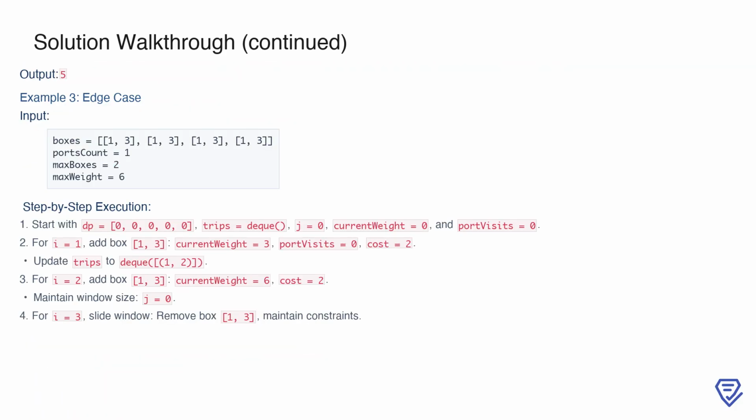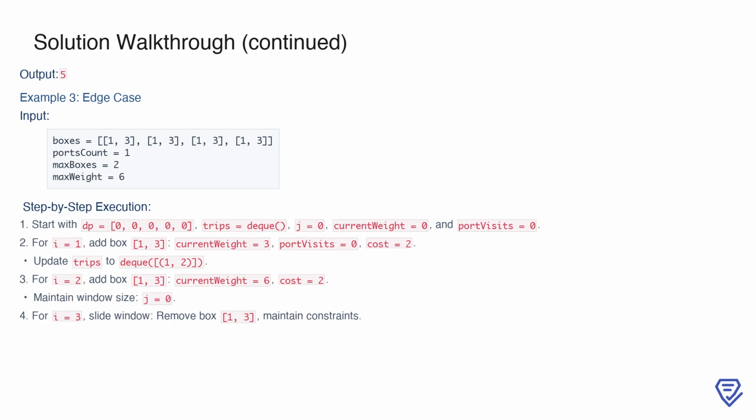After processing all boxes in this second example, we observe that the minimum number of trips needed is stored in dp[6], which equals 5. This reflects how the algorithm adjusts dynamically to handle larger constraints while adhering to the rules for weight and box limits.